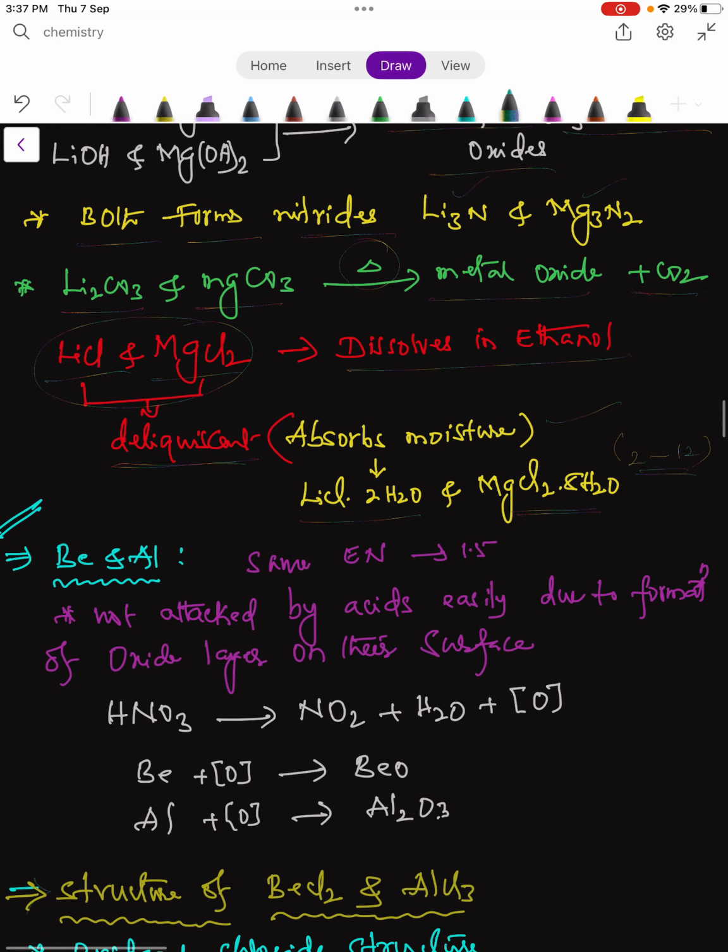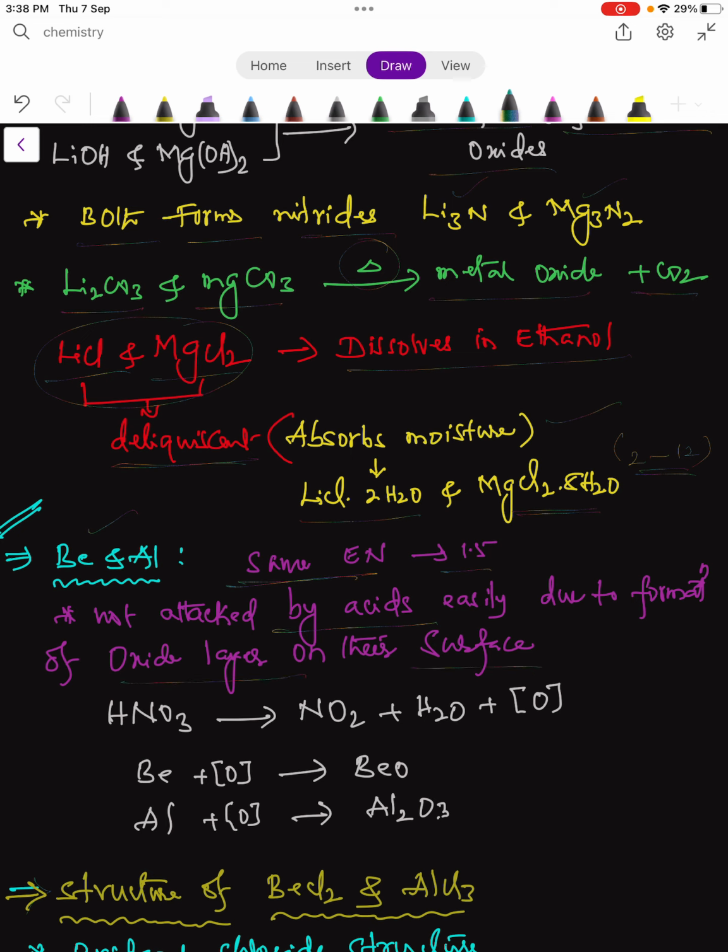Next, compounds of beryllium and aluminum. If you see, these two also show diagonal relationship. This is because of the same electronegativity of these elements, that is 1.5, and they are not attacked by acids easily due to the formation of an oxide layer on their surface.